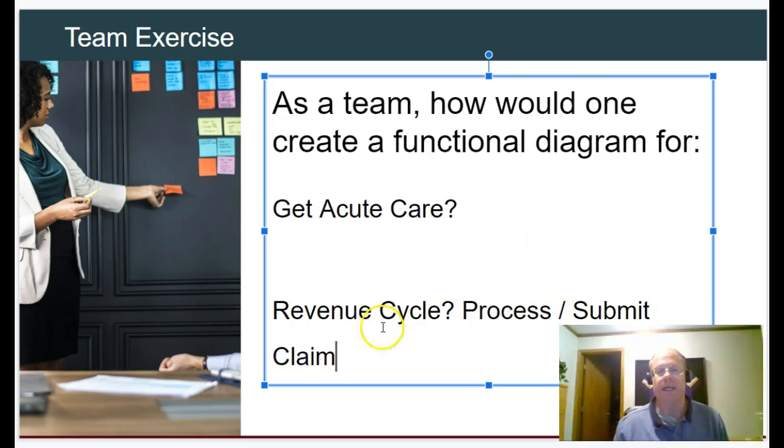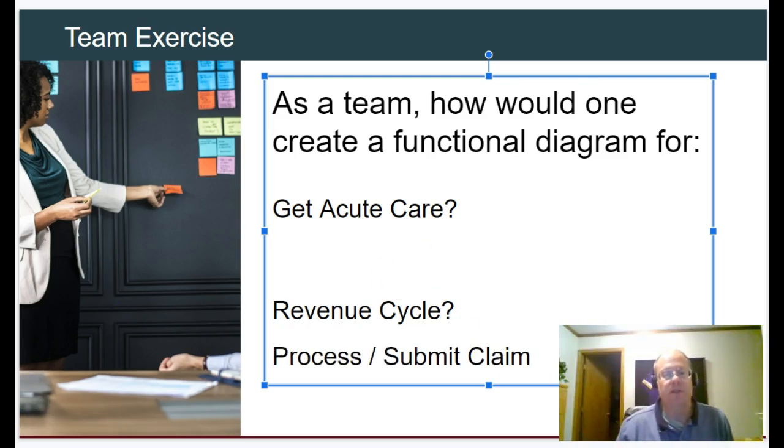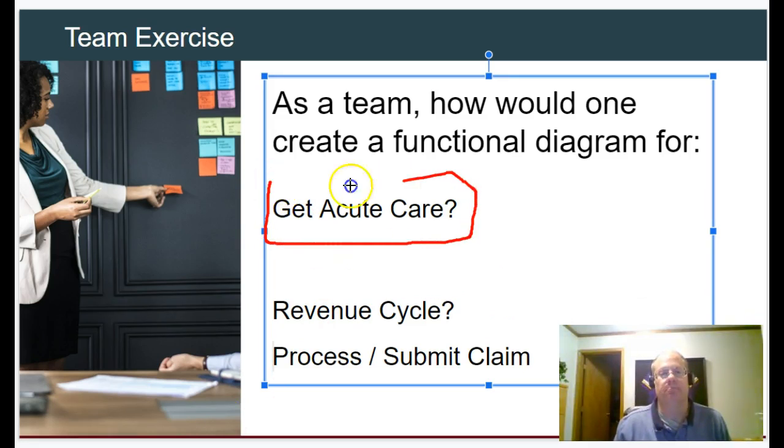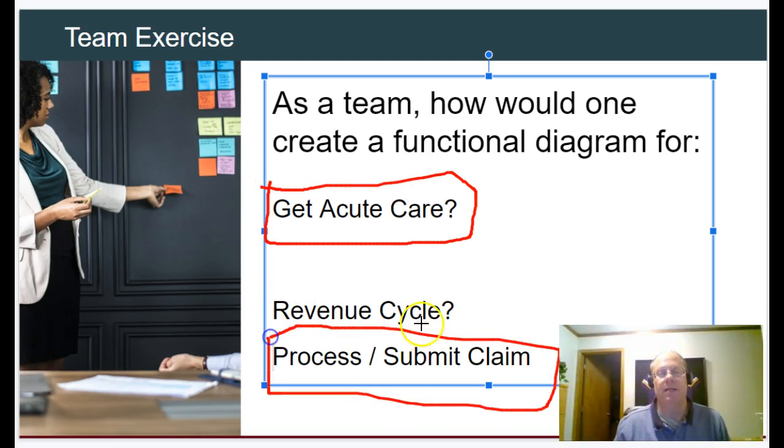And oh, by the way, let me see here if I can do this. This would actually be, let's go ahead and put a box around it. Okay, and this here. And then what you'd want to do is, what are your inputs, what are your mechanisms, what are your outputs? And what are your inputs? Okay, make sure there's an arrow on there. Same thing for Get Acute Care.